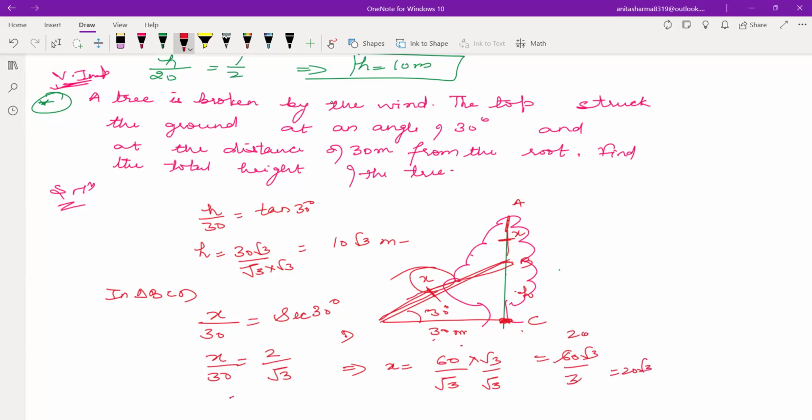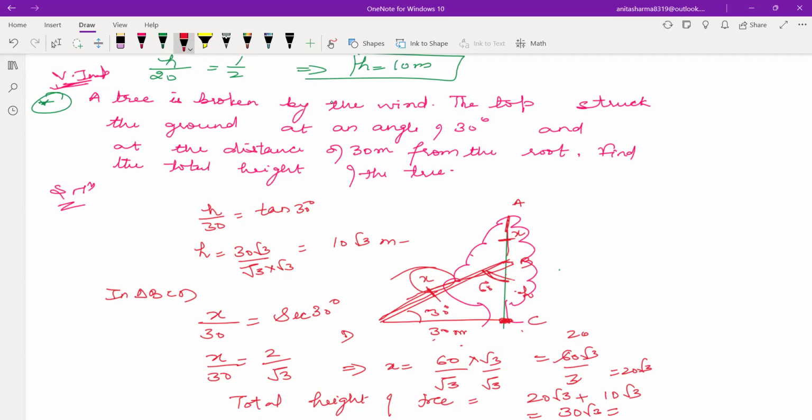So your total height of the tree will be... Ma'am, I have done this in a different method. I found the other angle and then I took base upon height. Which angle have you calculated? Ma'am, we know that angle C is 90 and this angle D is 30, so angle A would be 60. Fine, beta, you can do that. No worries.